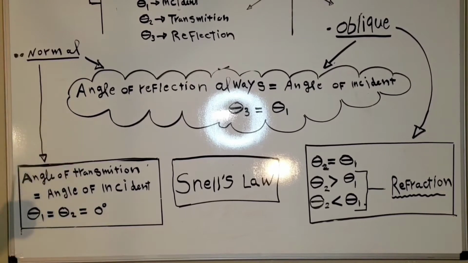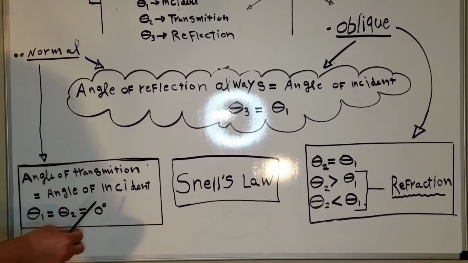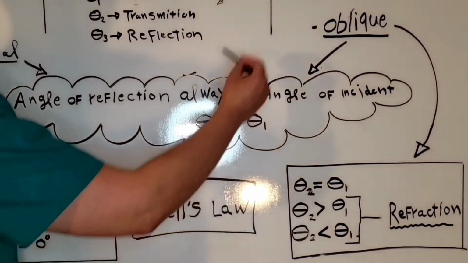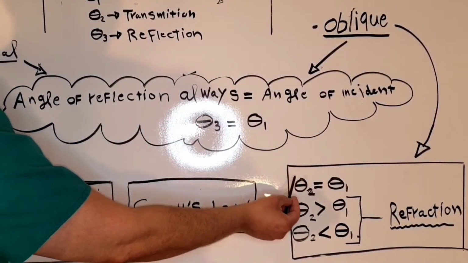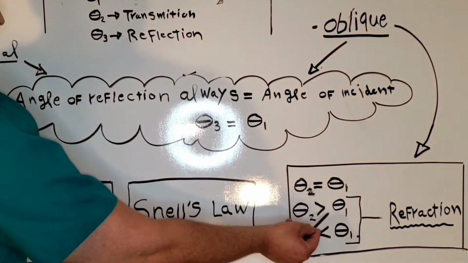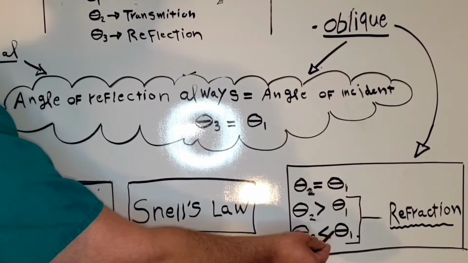In other words, why in normal incident is the angle of transmission always equal to the angle of incident. We will also use Snell's law to understand, in an oblique incident, when the angle of transmission equals the angle of incident, when it's more than the angle of incident, and when it's less than the angle of incident.